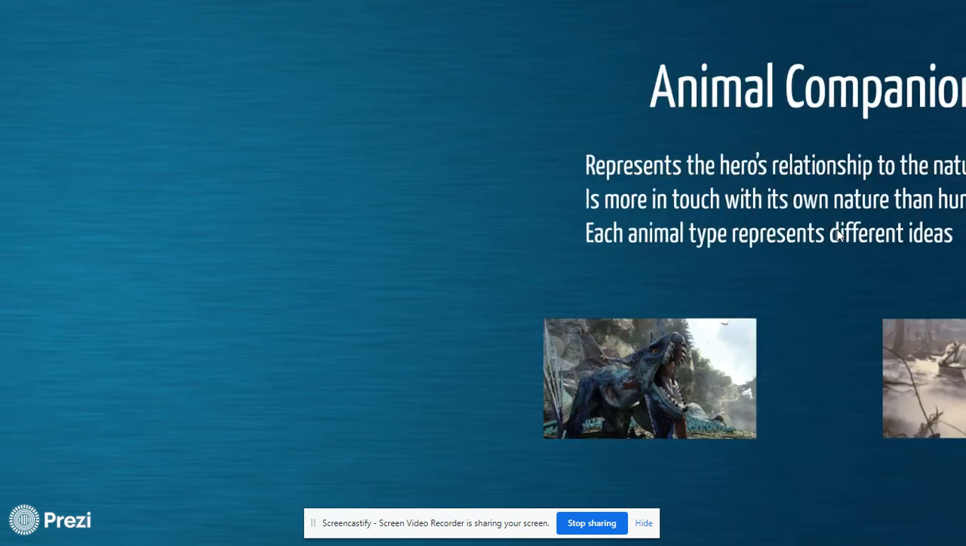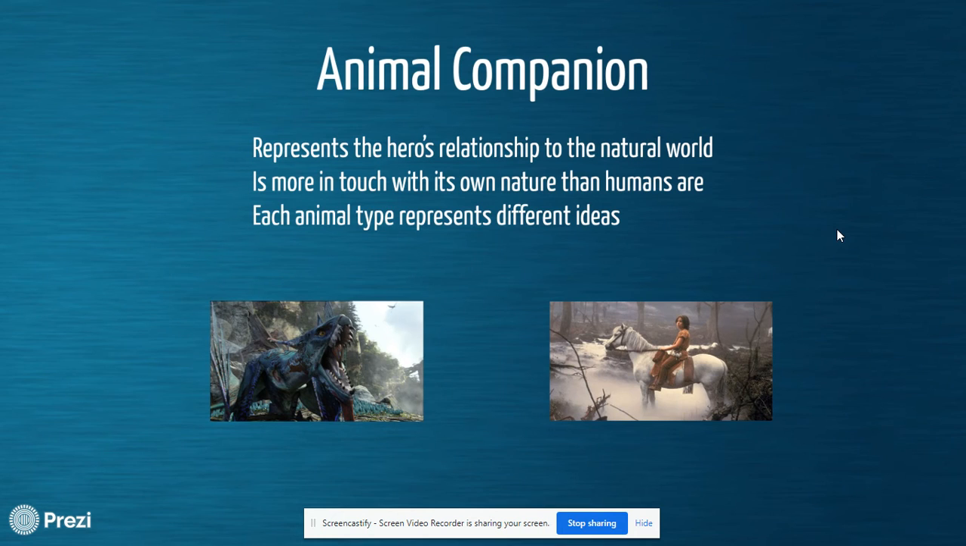hero. Similar to the sidekick is the animal companion, where instead of representing a hero's relationship to another character, it represents their relationship to the natural world. This animal companion is more in touch with its own nature than humans are, and they usually represent different ideas. So if you have a dragon companion, usually very fierce and very protective. If you have a horse companion, usually very gallant and majestic.